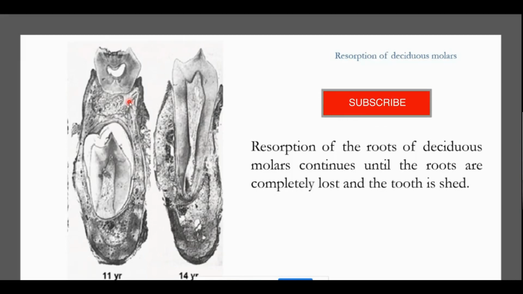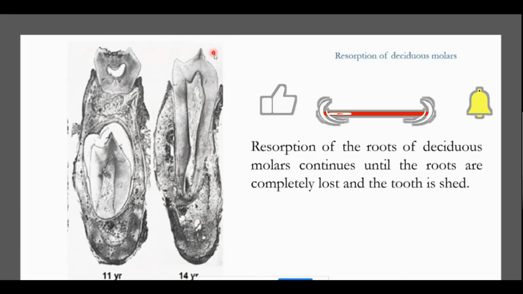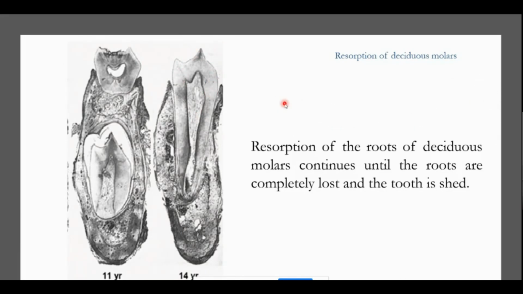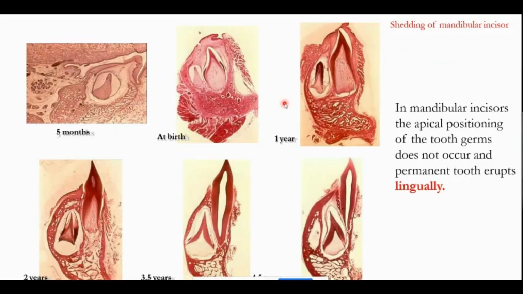Until when? When do you think the resorption will continue? Until the deciduous tooth is shed, and then the permanent tooth can erupt into the oral cavity. So this is the shedding process.